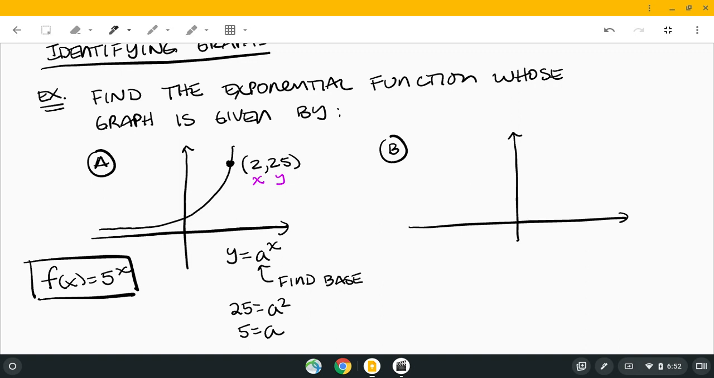Suppose that you have a decreasing function. So that tells you something about the base. Okay, and then suppose that over here you have this point, and this point is 3 comma 1/8. Okay, go ahead and see if you can find the function. Go ahead and hit the pause button.